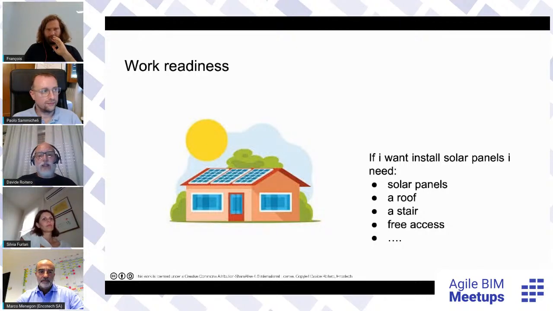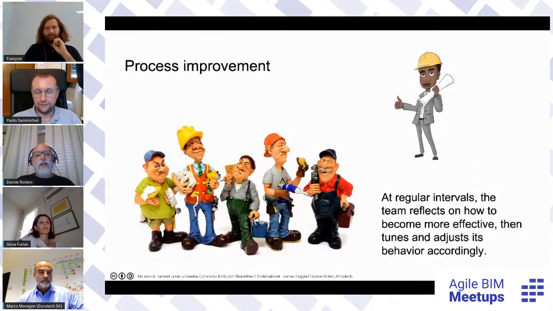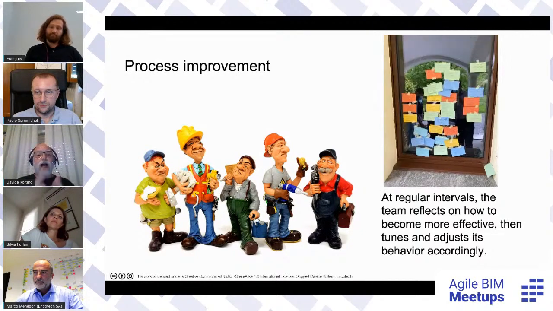And now retrospective. The retrospective in Encotech is a very, very important moment, and for this reason, it cannot be so frequent. The whole company stops and starts to talk about work improvement. Here we can find the result of the last retrospective.